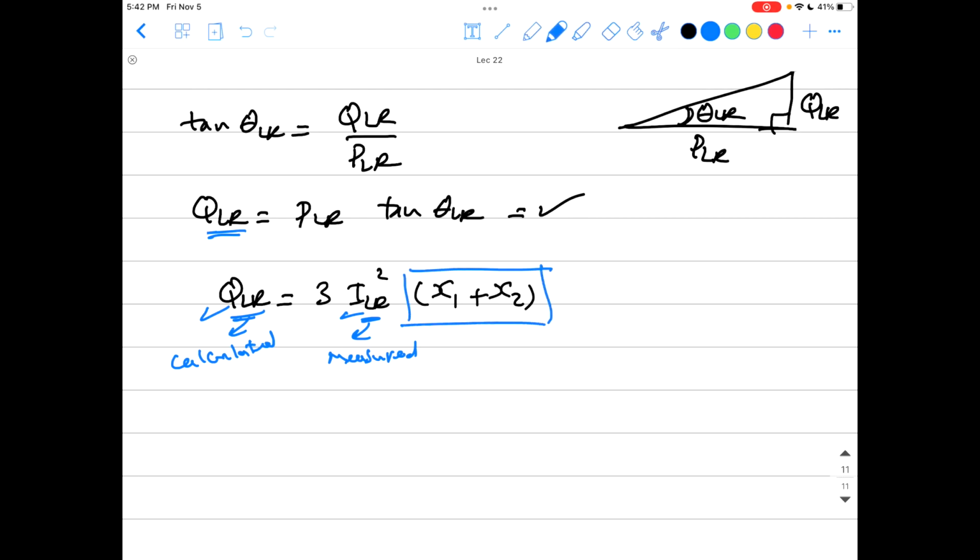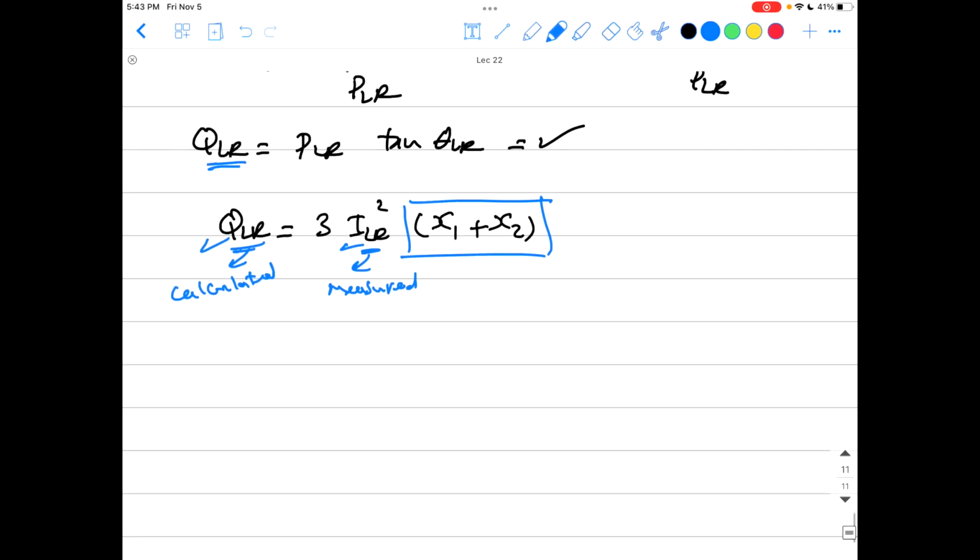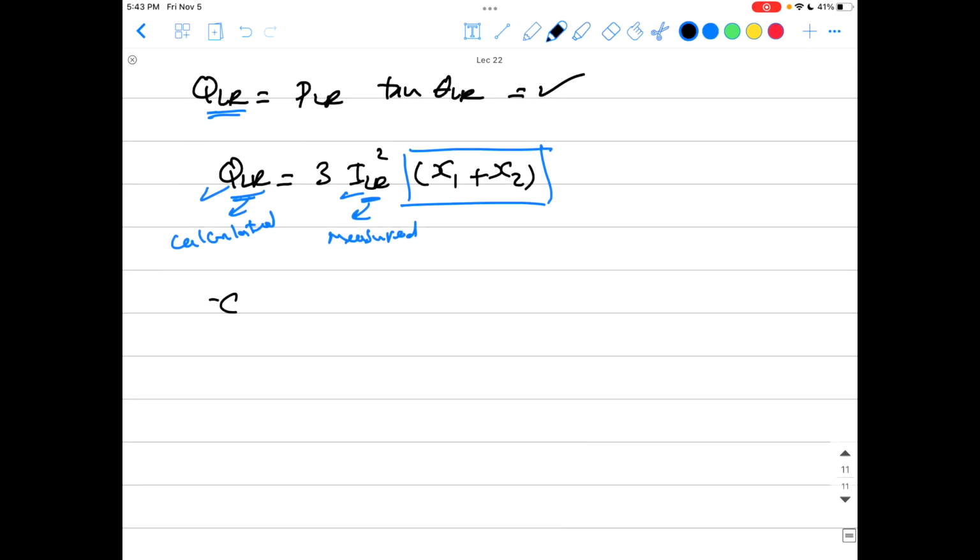That means you have X1 plus X2 together here, you can find. So from this I can find X1 plus X2. Okay, so X1 plus X2, obviously for the locked rotor condition, will equal Q locked rotor over 3 I locked rotor squared. Okay guys, so now you have X1 plus X2. That's good. But before moving on, keep that in mind.